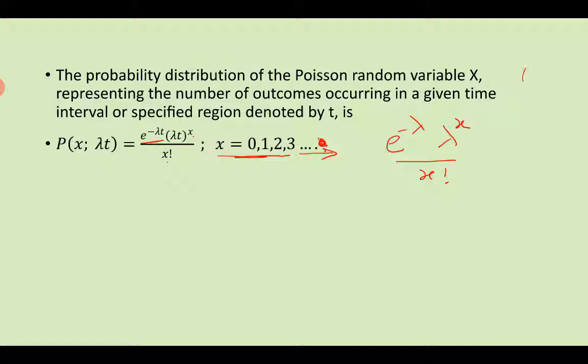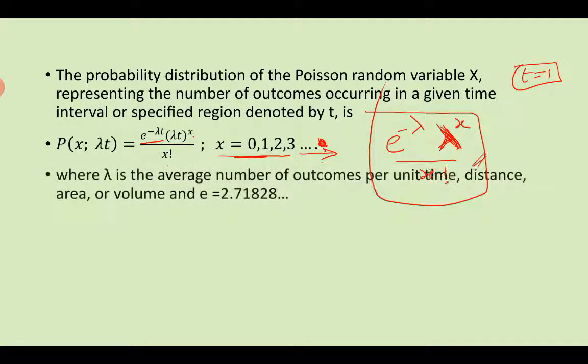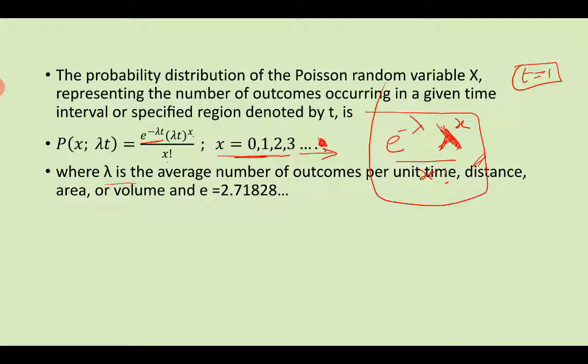Why did I ignore t? Mostly t will be 1 in all cases in our discussion, so we can use this formula directly. Everything depends on lambda. Lambda is the average, the mean of the Poisson distribution. Mean and variance both are lambda in this case. So what is lambda? The value of e has been given.